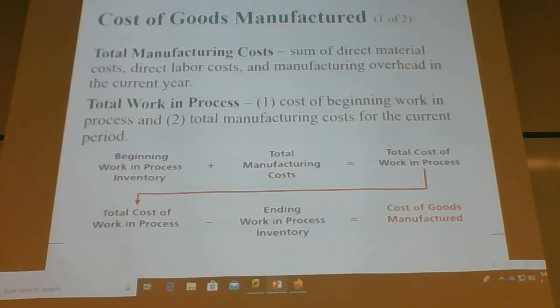Now, if you follow this through here, I want you to understand that this beginning work in process is going to be completed all throughout this. And so the only thing that we're going to subtract out is the ending work in process. Why? Because it has not been fully manufactured. I'm hoping that this will make a little bit more sense as we get into it, but I want you to understand something.